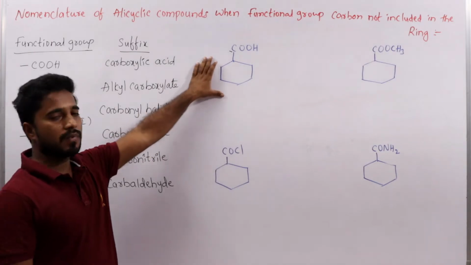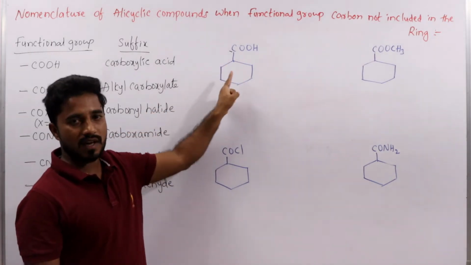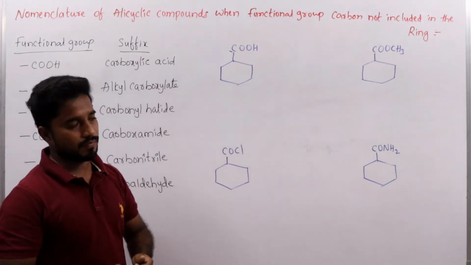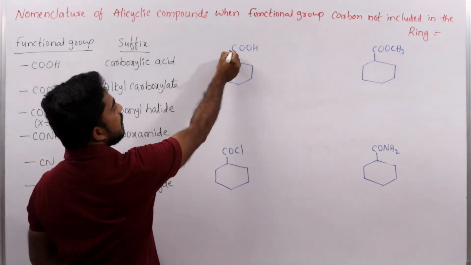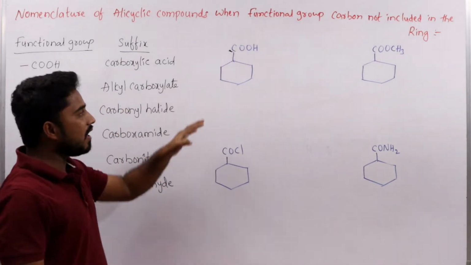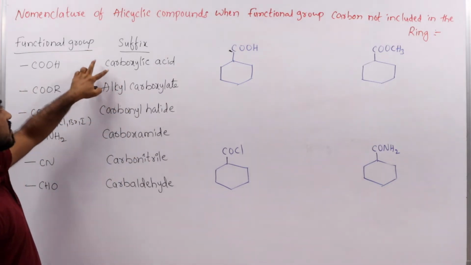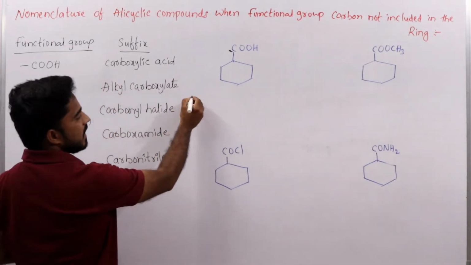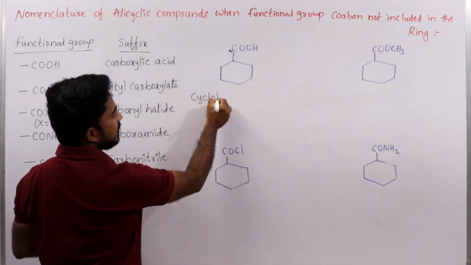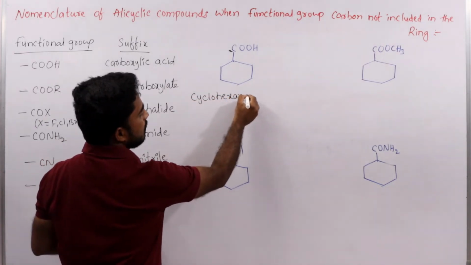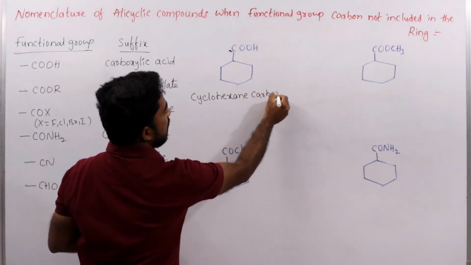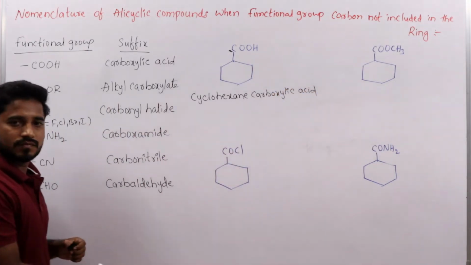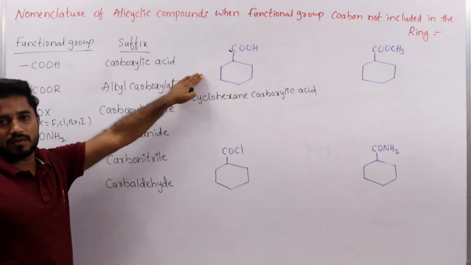When you take this example, your cyclohexane ring is there, attached with the COOH functional group. The functional group carbon is not included in the ring, so we have to use the special suffix, carboxylic acid. Then we write cyclohexane first: cyclohexane carboxylic acid. That is the name of this molecule.